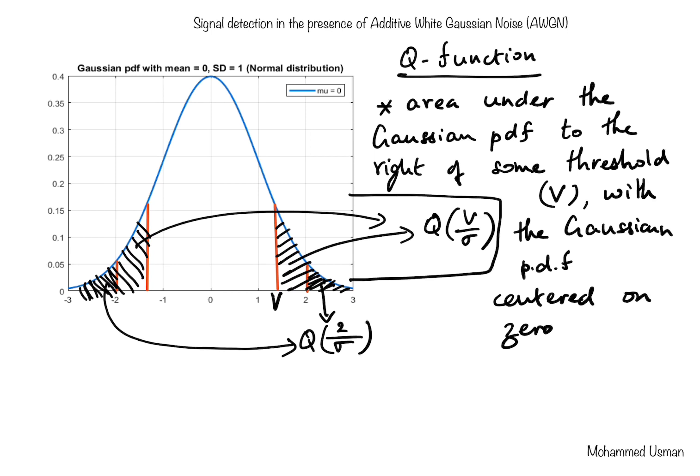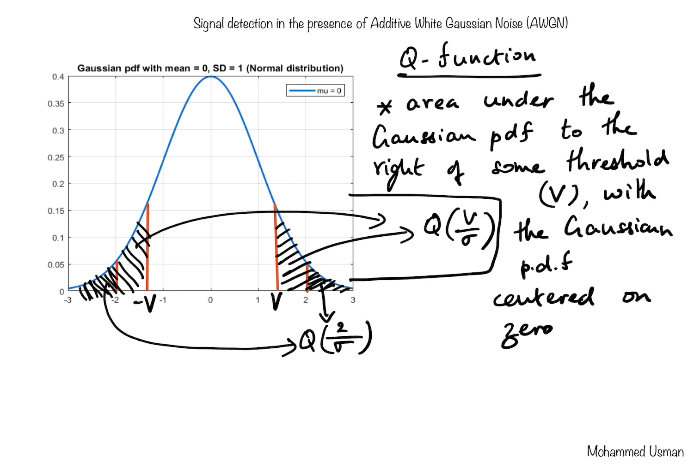So whether we do the integration from V to infinity or from minus infinity to minus V, it would give us the same answer because of the symmetric nature of the Gaussian PDF. So from minus infinity to minus V, this area is Q of V by sigma, and similarly from minus infinity to minus 2, we can write that as Q of 2 by sigma. So we have a table available for computing the area under the Gaussian PDF as the Q function table, which we will use in our calculations. That's another observation that you should know.